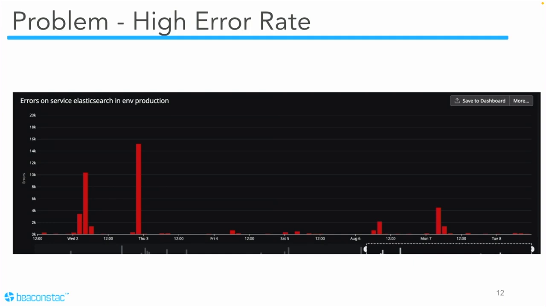The QPS was very low on our Elasticsearch clusters. We should have been able to serve 100-plus QPS, but because of the high latencies and retry mechanism, we were serving around 30 or 40 QPS overall.